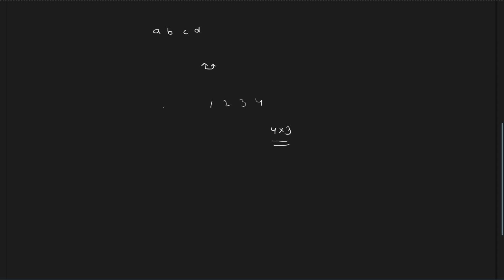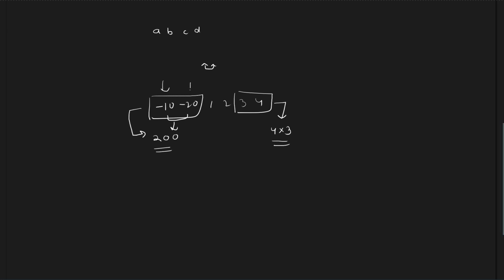Now the other possible answer is to take the product of the minimum two elements. Let's say -10 and -20 were there. Their product will be 200, right? These are the only two cases that can yield a better answer than any other values, because the maximum two values will yield the greatest product, and the minimum two values will also yield the greatest product, because minus and minus are going to cancel each other.